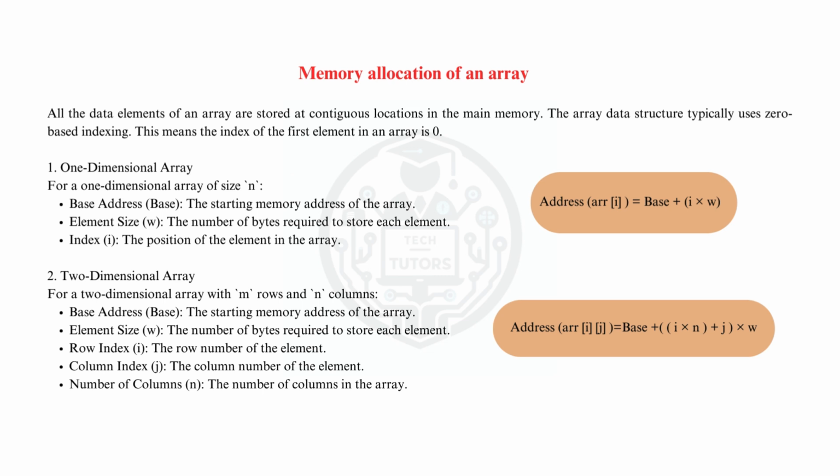The memory address of each element in an array is calculated based on the base address, the element size, and the index. For a one-dimensional array, the address of an element is calculated as address equals base plus I multiplied by w, where I is the index and w is the size of each element. For a two-dimensional array, the formula extends to address equals base plus (I times n plus j) times w, where I and j are the row and column indices, and n is the number of columns.